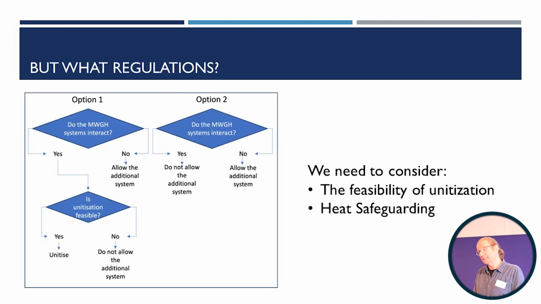One of the things that is done in the oil and gas industry is that if there is too much interference between two systems, then they might be forced to unitize, so in other words, to merge the systems. This might be something that could potentially work for mine water heat systems as well. Of course, heat doesn't travel as well as oil and gas, so that's something we have to keep in mind, but this is a potential option.